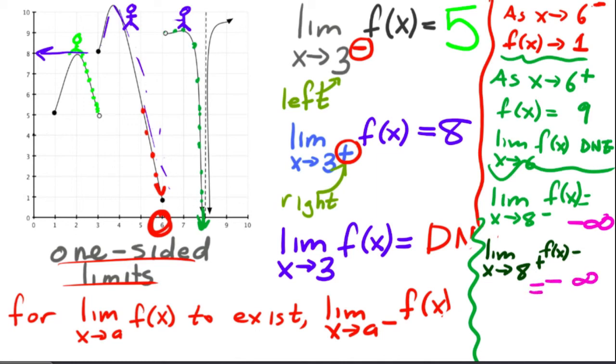And notice that, just to let you guys know, that doesn't mean that the limit actually exists. It doesn't really exist because it's not really a number, but at least you know that it's going in the negative infinity direction from both the left side and the right side. And so then you would say that the limit as x approaches 8 of your function is equal to negative infinity.